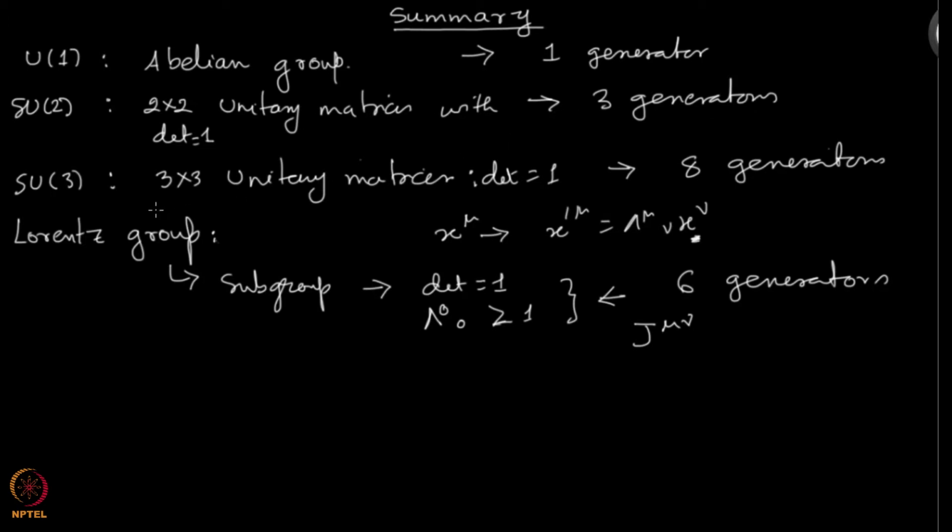Then we looked at the set of 3 cross 3 unitary matrices with determinant 1, and we found that that also forms a group, and that is called SU3, the special unitary group, and we found that it has 8 generators.